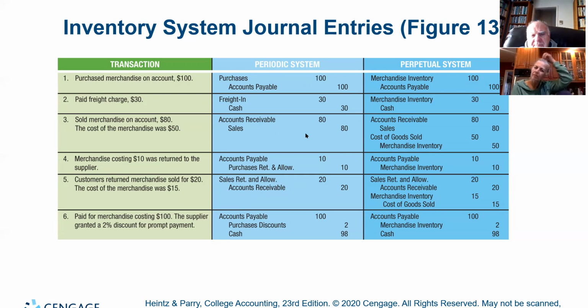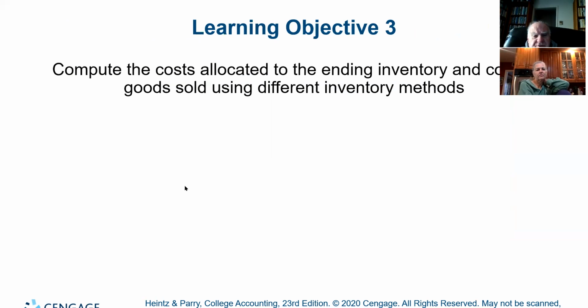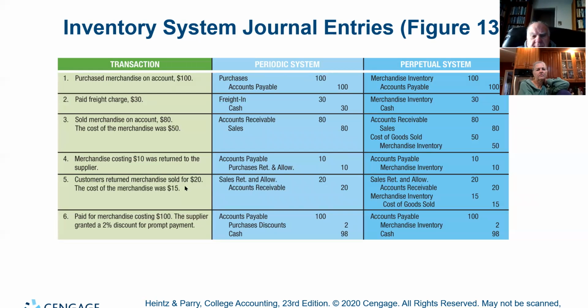What else do we have here? Somebody returned goods to us. Somebody returned goods that cost us $15, but we sold it for $20. Well, sales returns and allowances and credit accounts receivable are the same under both systems, right? But once again, we are putting this inventory back into our records. We're debiting merchandise inventory because the goods were returned to us and they're still sellable. So we debit merchandise inventory and credit cost of goods sold to reduce it. Make sense?